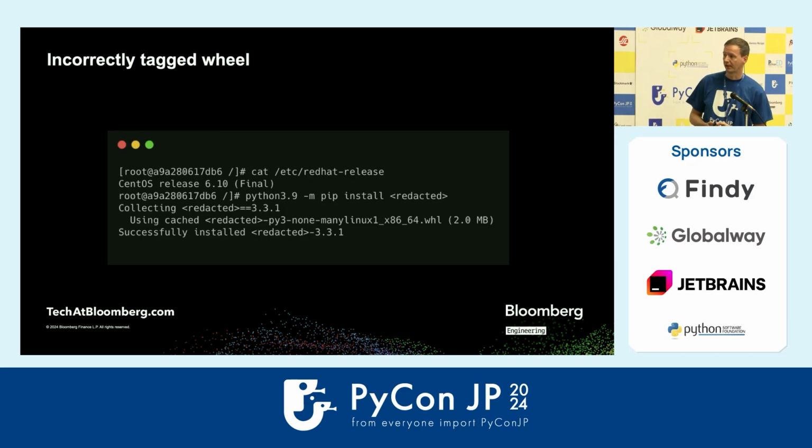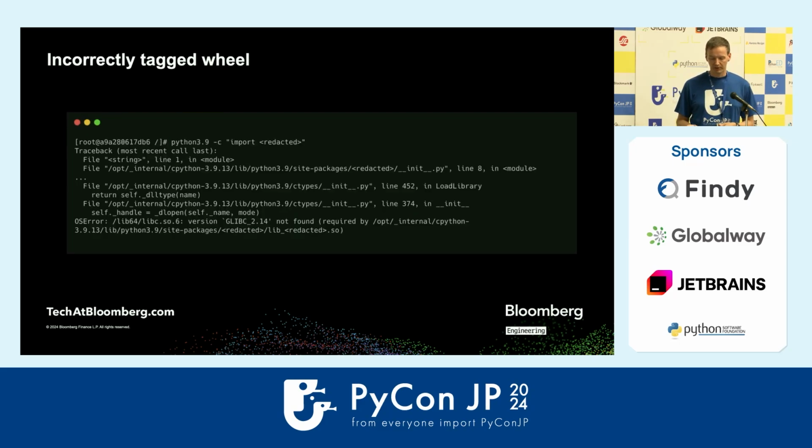This here is an incorrectly tagged wheel. We are running a very old version of Red Hat Linux. I think it's been end of life for quite a while. But for this example, just to demonstrate the situation, let's use this RHEL 6 or CentOS 6. We install our extension with Python 3.9, and then we get a Manylinux 1 tagged wheel, which sounds good.